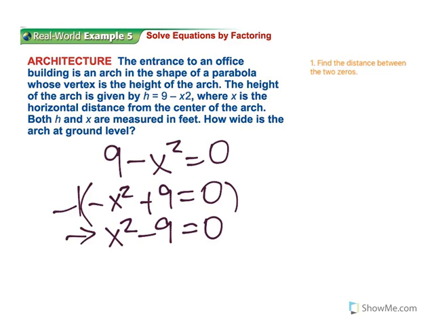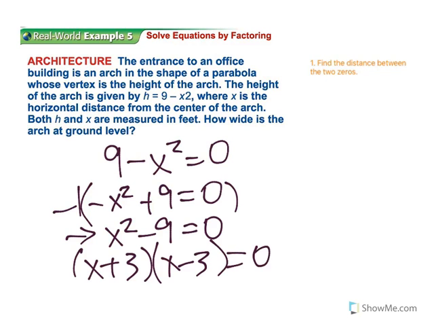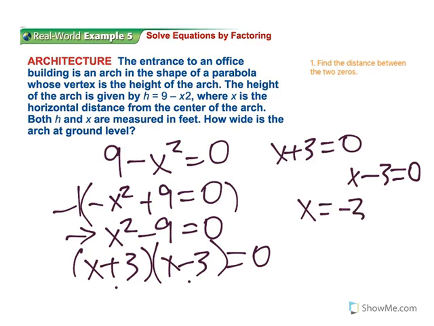So we know that the square root of x squared is x, and the square root of 9 is 3. So we can write our two factors, x plus 3, x minus 3 equals 0. So using the zero product property, I can take each of these and set them equal to 0. So x plus 3 equals 0, and then x minus 3 equals 0. So that means x equals negative 3 and x equals 3.